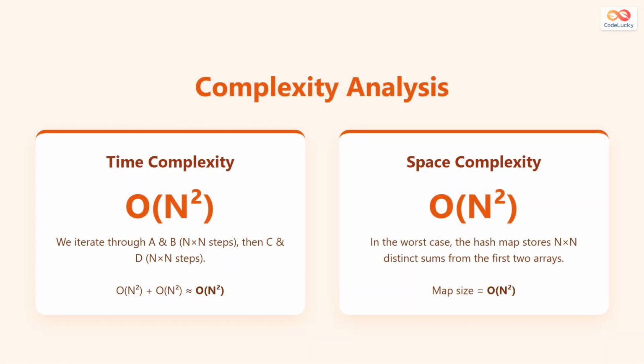Let's analyze the performance. Since we have 2 sets of nested loops, each running n squared times, our total time complexity is O of n squared. This is a massive improvement over n to the 4th. The space complexity is also O of n squared in the worst case, as we might store distinct sums for every pair in A and B.